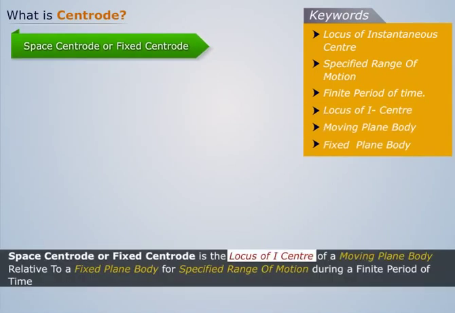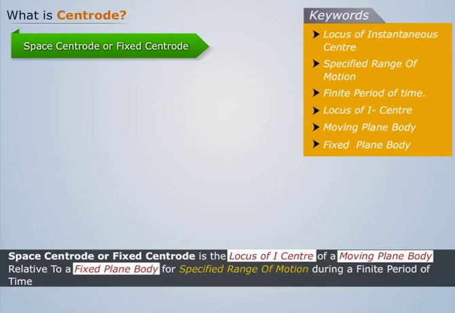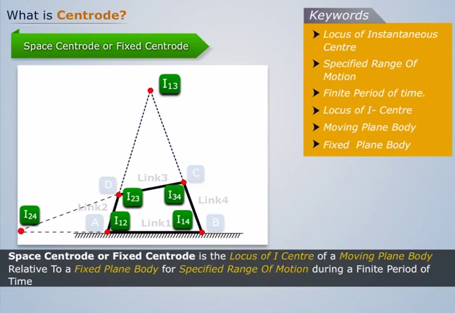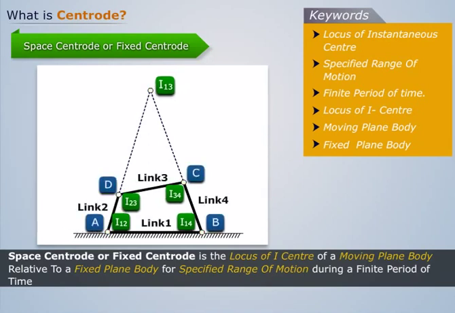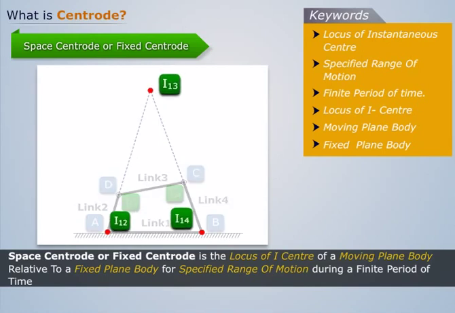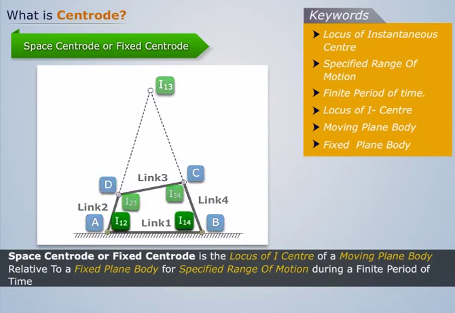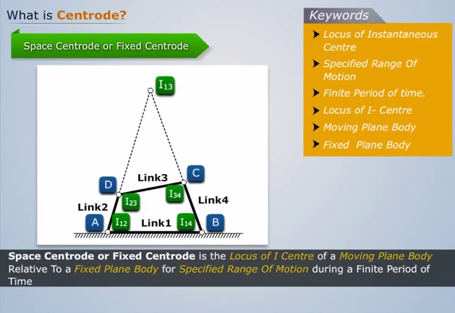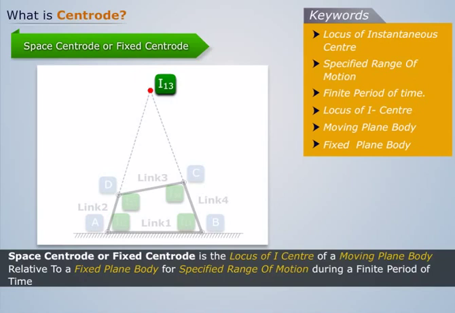It is the locus of I center of a moving plane body relative to a fixed plane body for a specified range of motion during a finite period of time. Now let's try to understand this using the same four-link mechanism, ABCD, we had used earlier. We know that the mechanism ABCD has 6 I centers, amongst which 3 I centers have a fixed and a moving link. They are I-1-2, I-1-3 and I-1-4. Since the position of I-1-2 and I-1-4 is always fixed, we select the I center, I-1-3, which is the I center of link 1 and link 3.